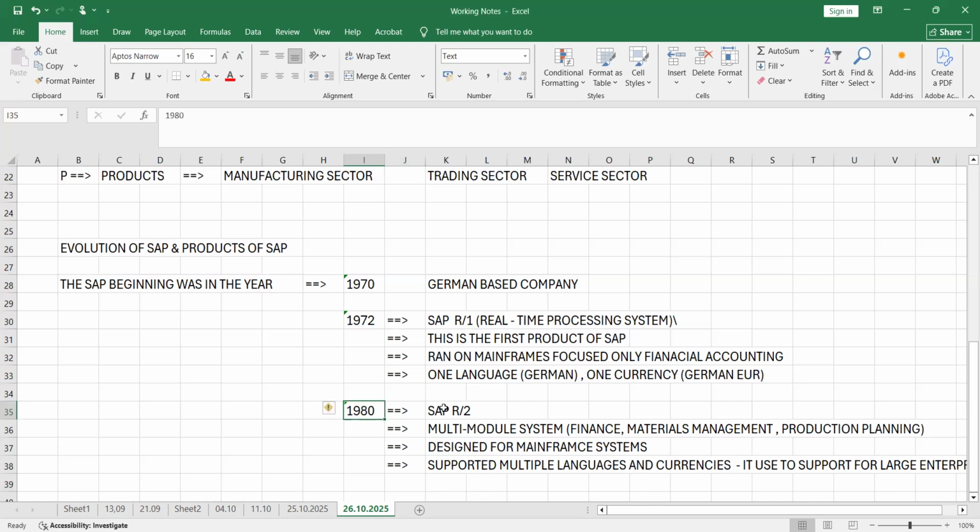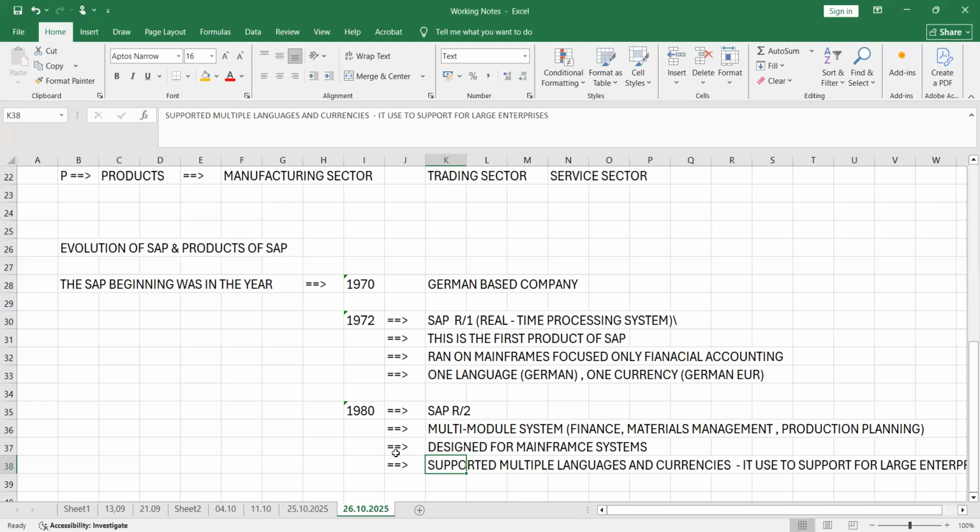In 1980, they came up with the second product, SAP R2. Earlier it supported only one module, the finance module. Here it supported finance, materials management, multiple modules, and was designed for mainframe computers only. Earlier it supported one language and one currency, and here multiple languages and multiple currencies. Clear? This era is 1972 to 1979, and then R2.